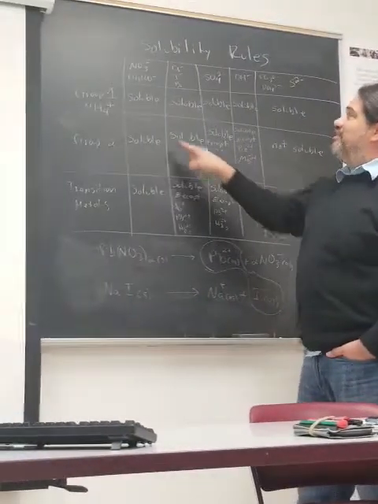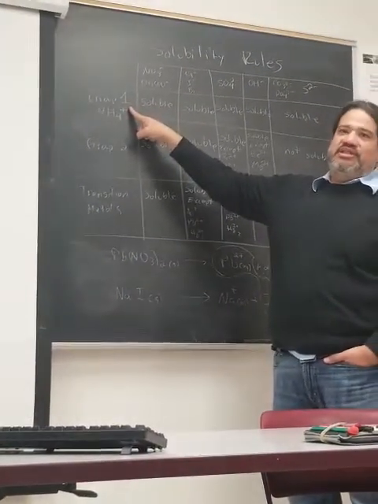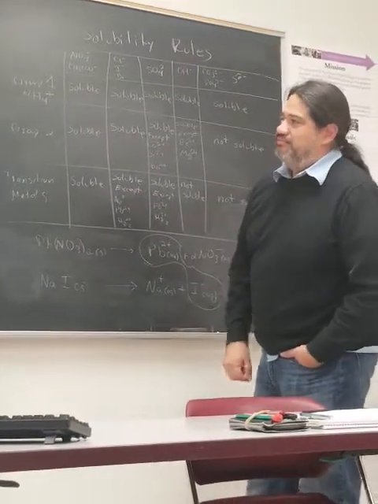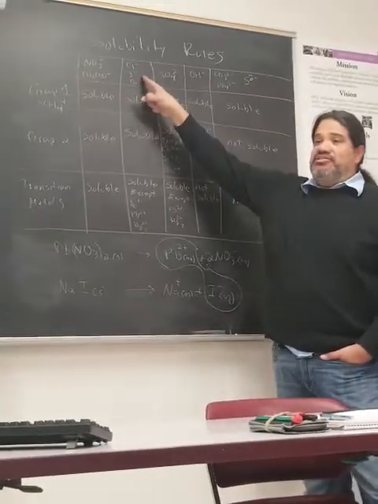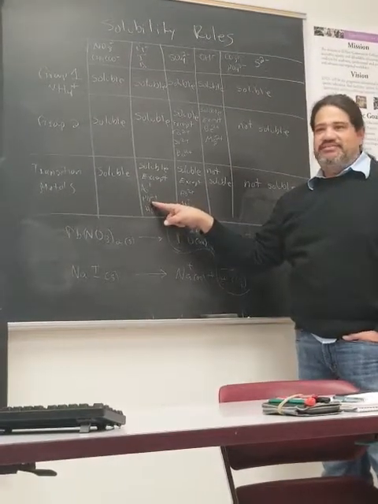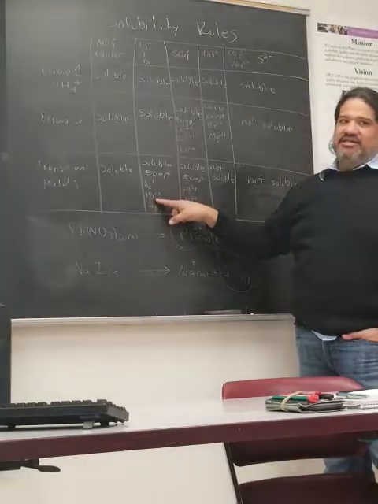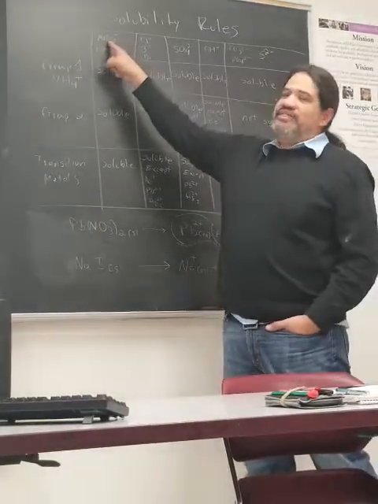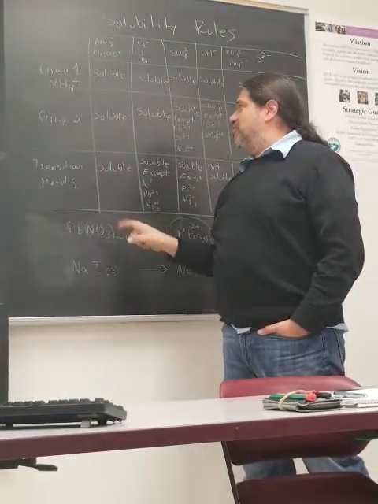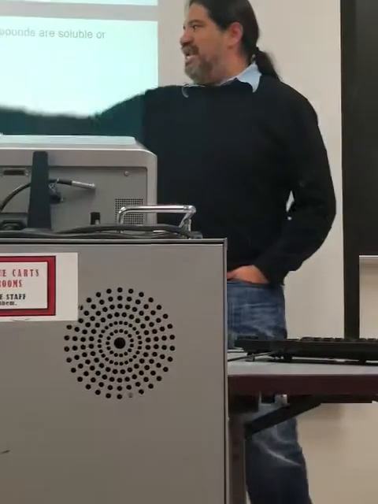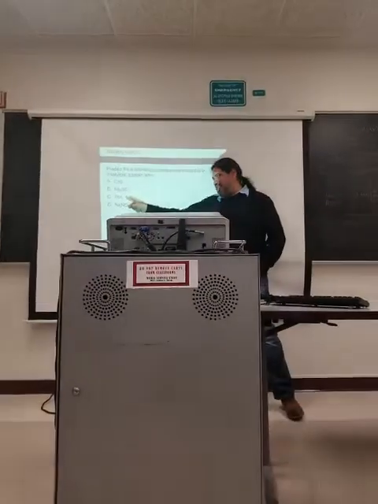For B, anything with sodium is always soluble, doesn't matter what it is. So B is soluble. Iodide is soluble unless you're combining it with one of these. We are combining it with lead, so not soluble. And anything that has nitrate, NO3, is always soluble no matter what. So not soluble, soluble, not soluble.